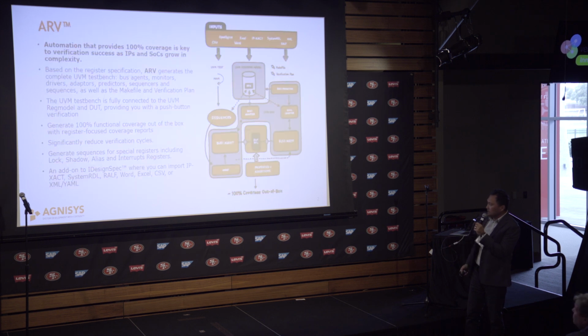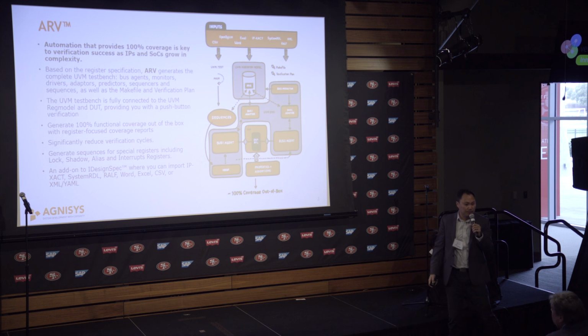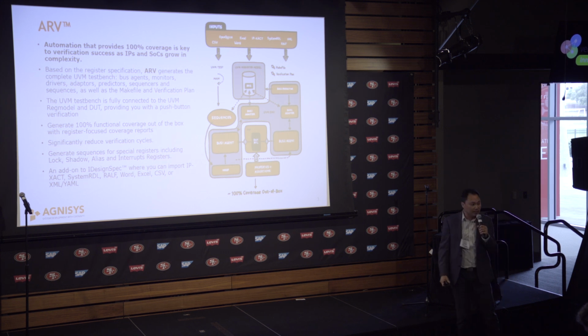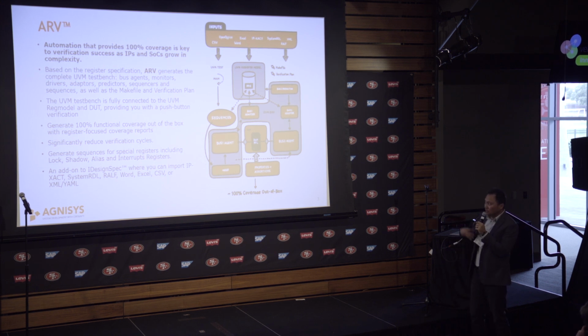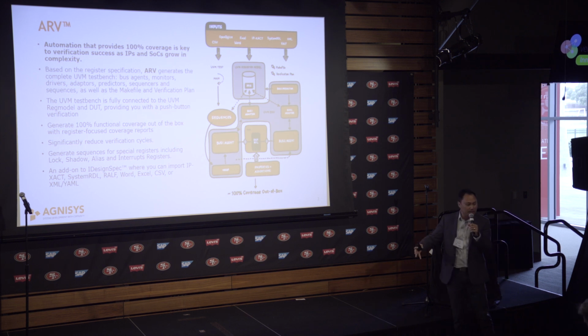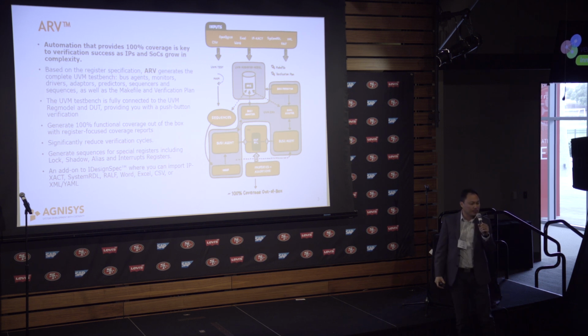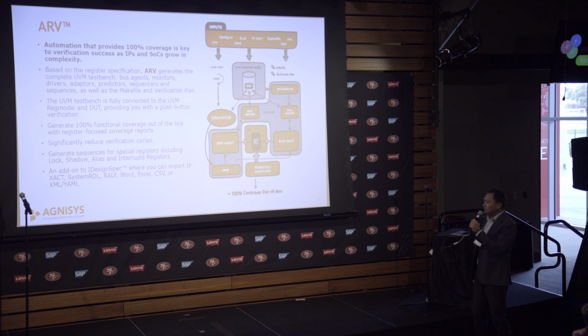The next one is the code generator for the UVM test bench. Based on the UVM reg model, we can generate the complete UVM test bench. That includes the basic sequences for special registers, also the agents for that. Our goal is to provide the entire UVM test bench with the makefile and verification plan to give the user the ability to achieve 100% functional coverage. We also generate the SystemVerilog assertions for formal checking. We're working with some partners for that.